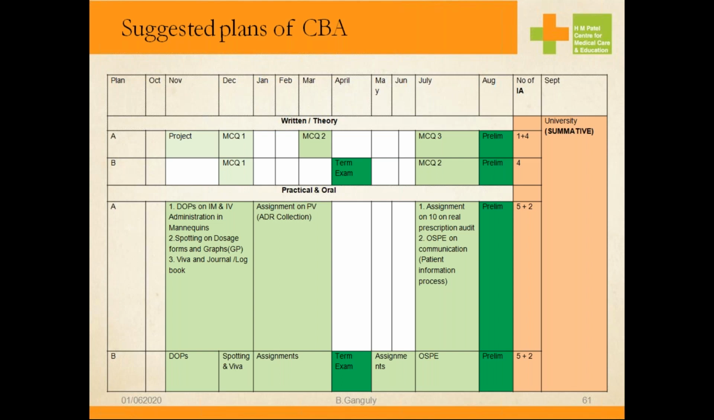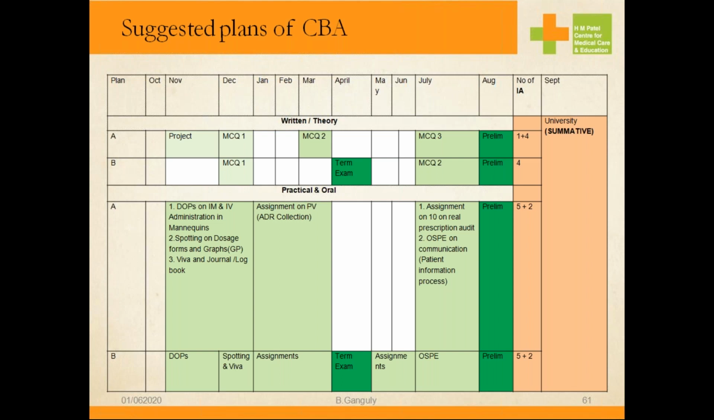And that can be 10 in number, and then OSPI on communication, patient information process. And finally, prelim. So in practical, if we take up each exercise, 1, 2, 3, we have got 5 exercises plus 2 assignments, and prelims. So in that way, the number of internal assessments in practical as per plan A is 5 plus 2, 7.